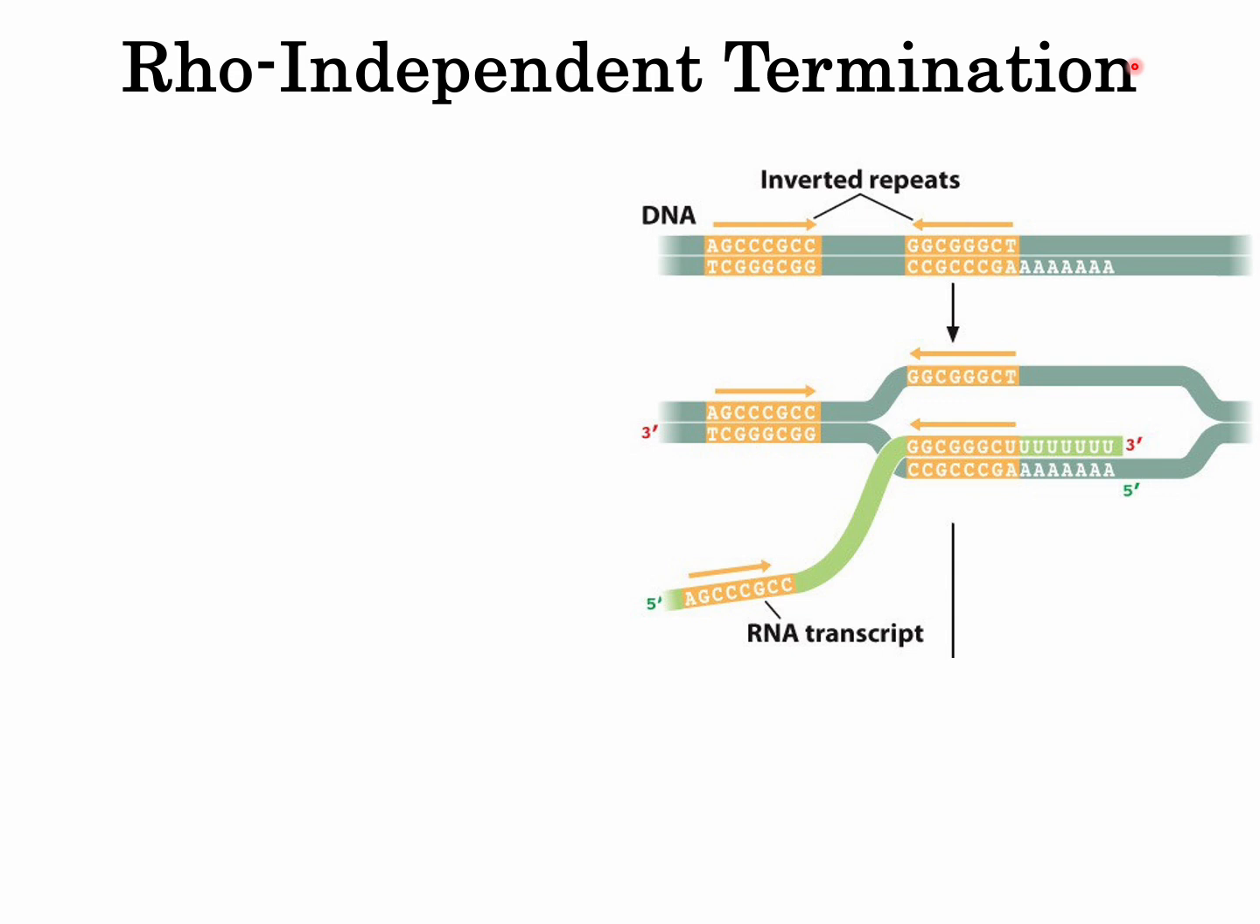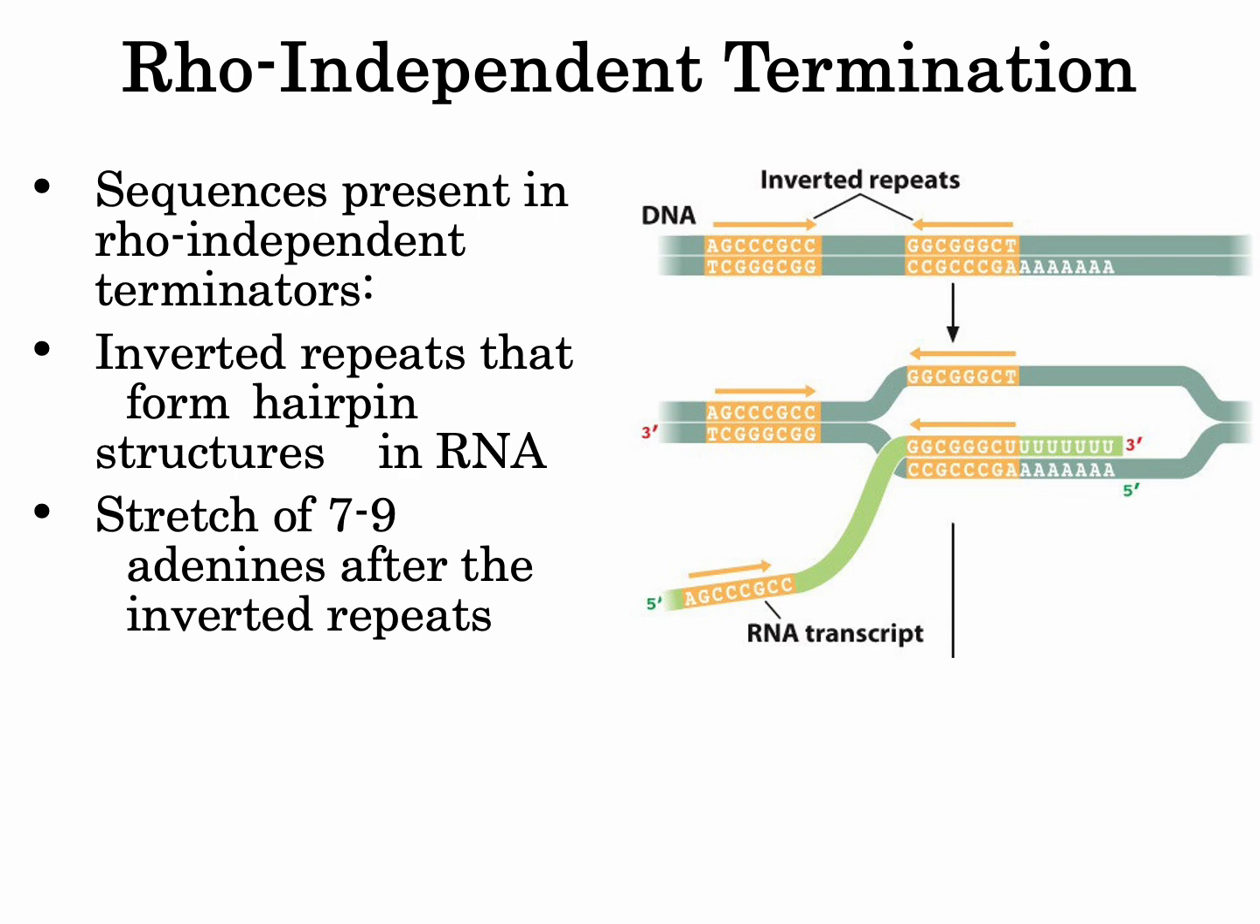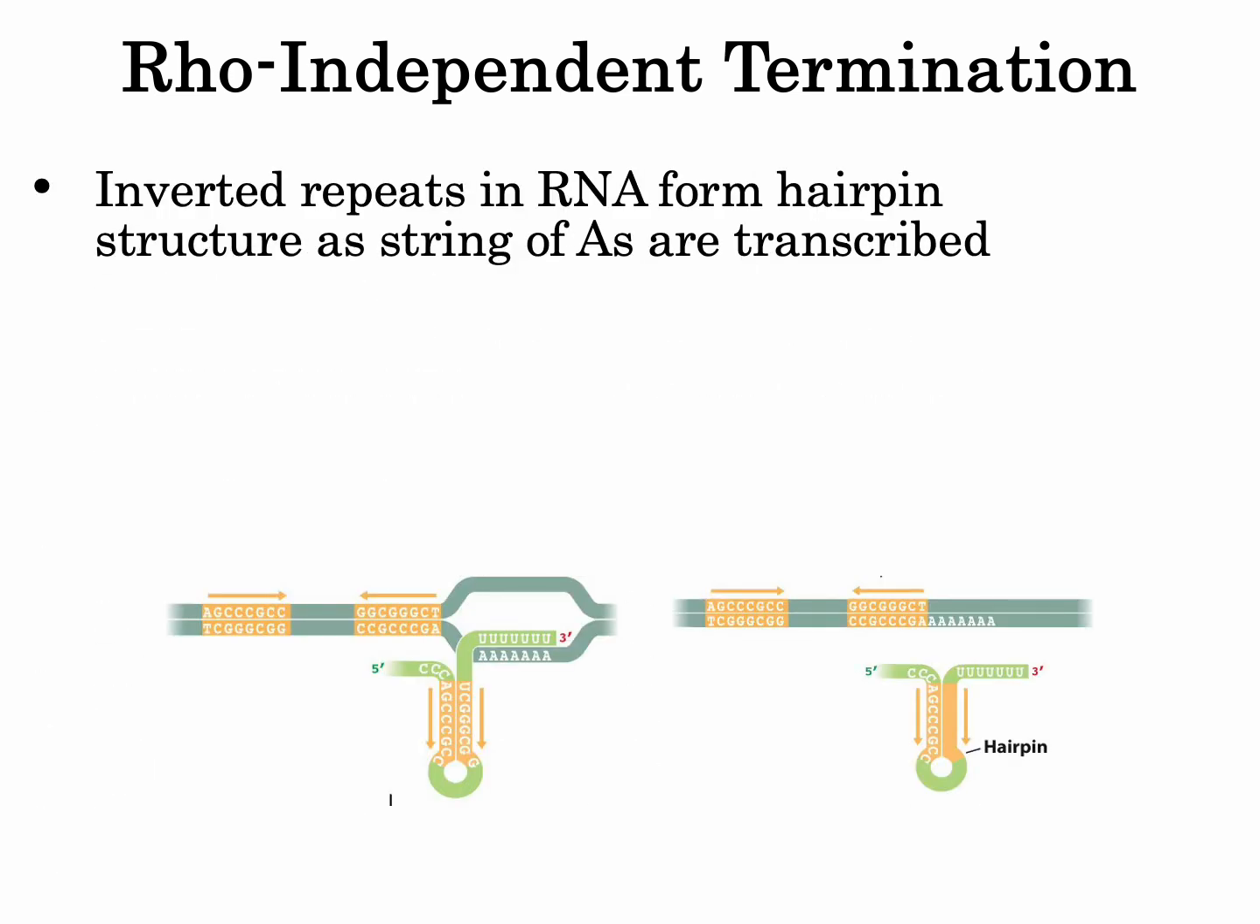In rho-independent termination, there are inverted repeats present in the terminator region in the DNA, as you can see here. Right next to these two inverted repeats, you can find a stretch of adenine nucleotides located right after the inverted repeats in the terminator region. These inverted repeats will create a hairpin structure in the RNA. This hairpin structure in the RNA transcript can destabilize the AU pairing in the DNA-RNA hybrid.